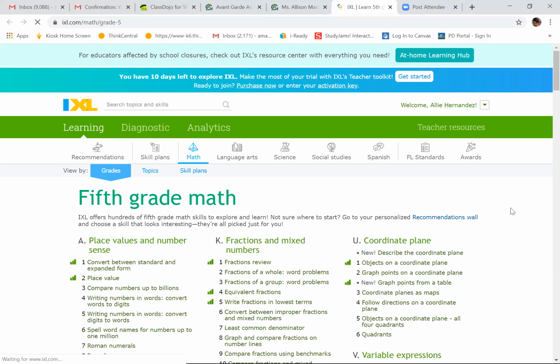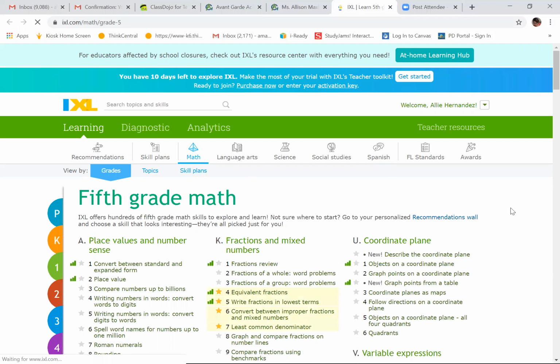Now, you don't have to only do the types of math that I put a star next to. I just did that so you would know which skills we're working on this week. You could go on to any skill you want for extra practice. In fact, this month, when I signed you guys up again, I added language arts and science and social studies. So you can practice any skill that you want in any of these areas.